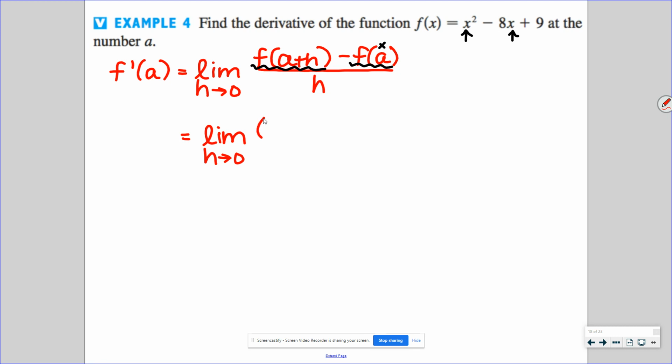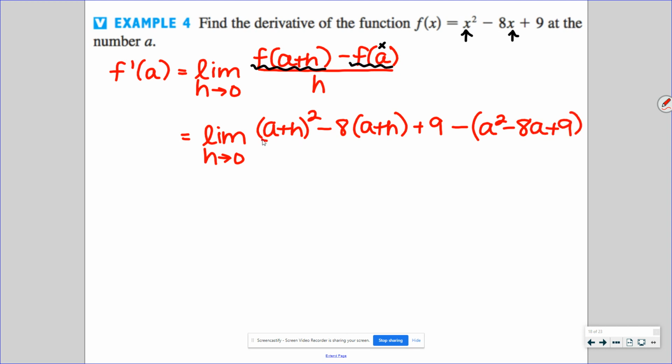So I'm going to write this all out. I'm going to start with a plus h. Plugging that in would look like a plus h squared minus 8 times a plus h plus 9. And then subtract f of a. And f of a would be this equation with a's in place of the x's. Okay, and then that whole thing is supposed to be over h.